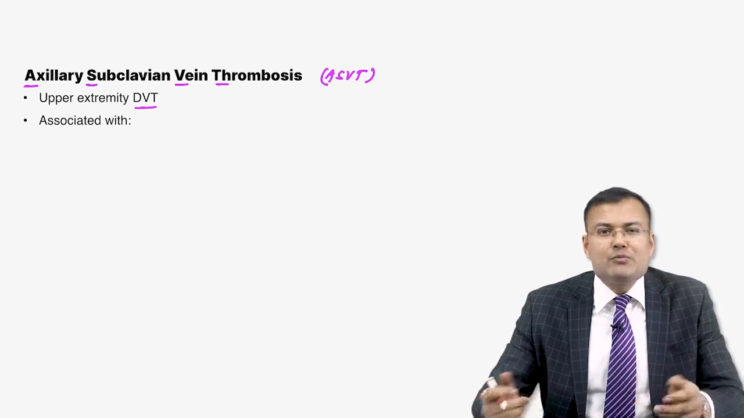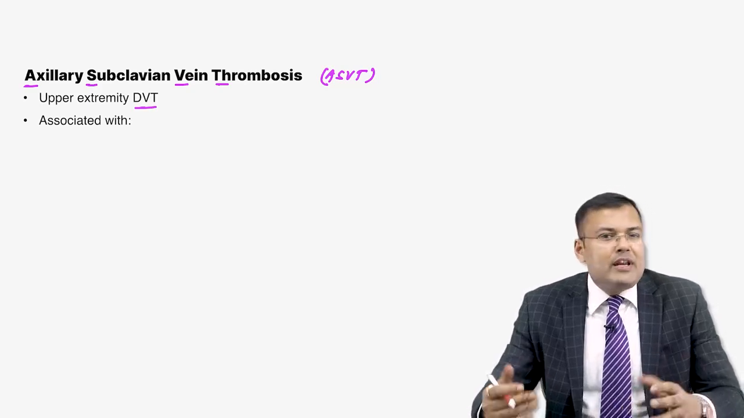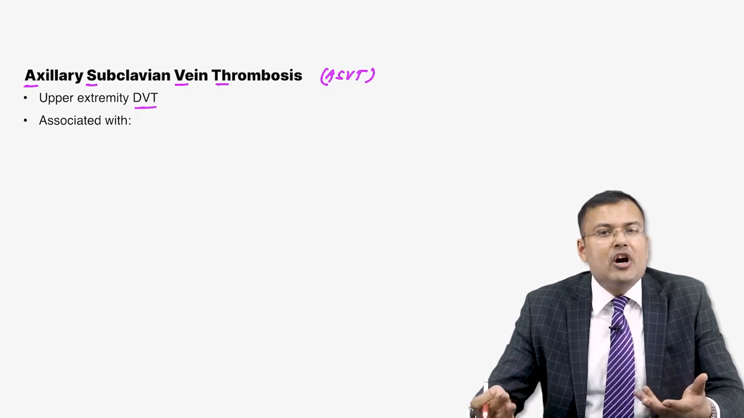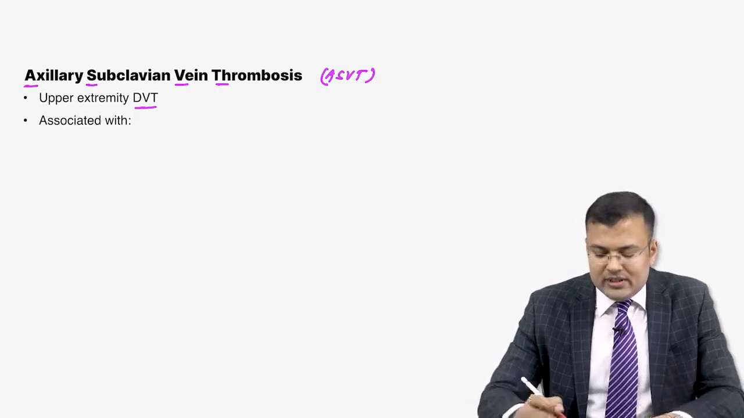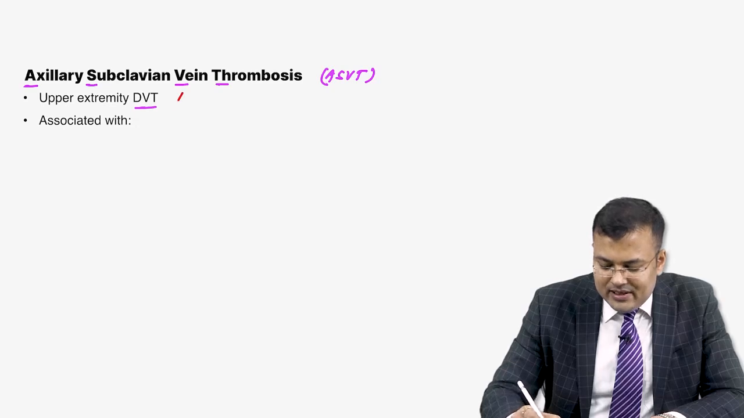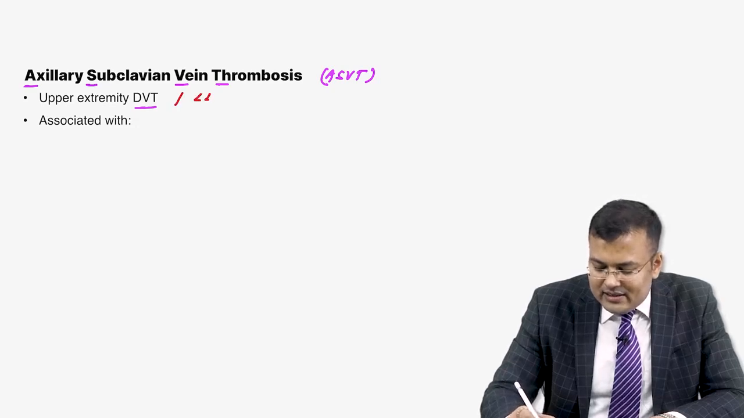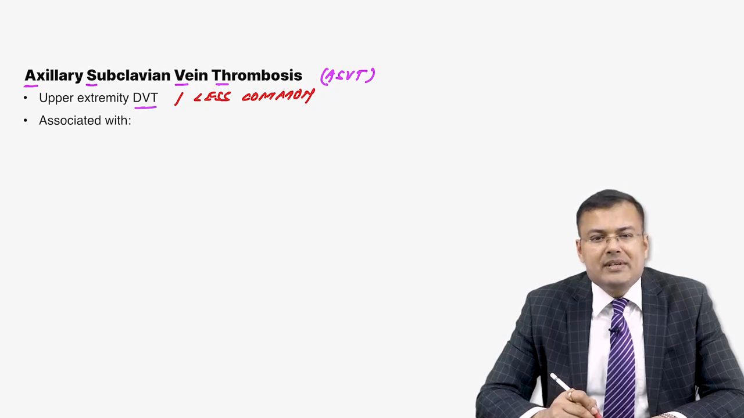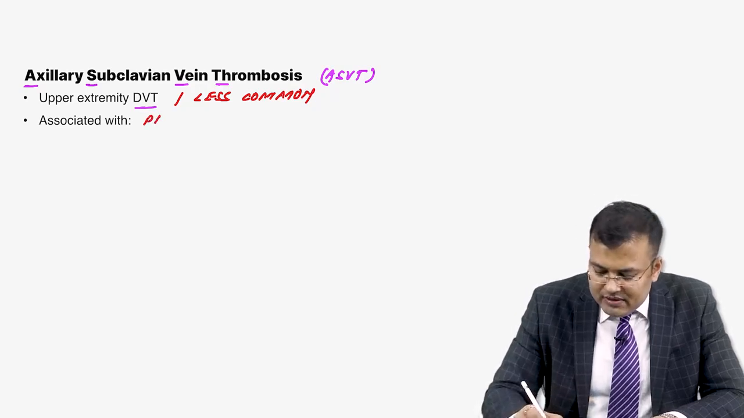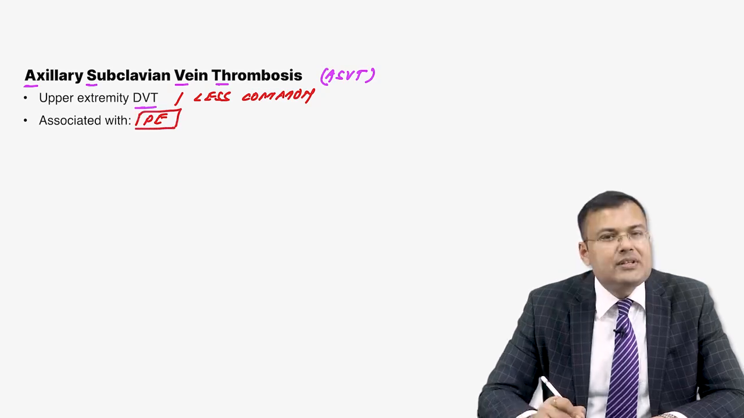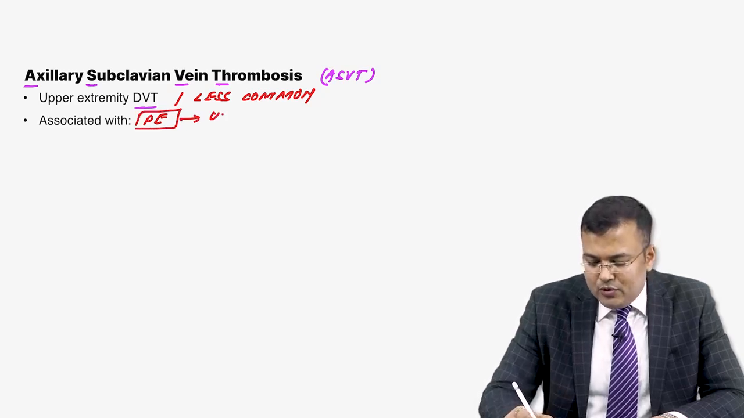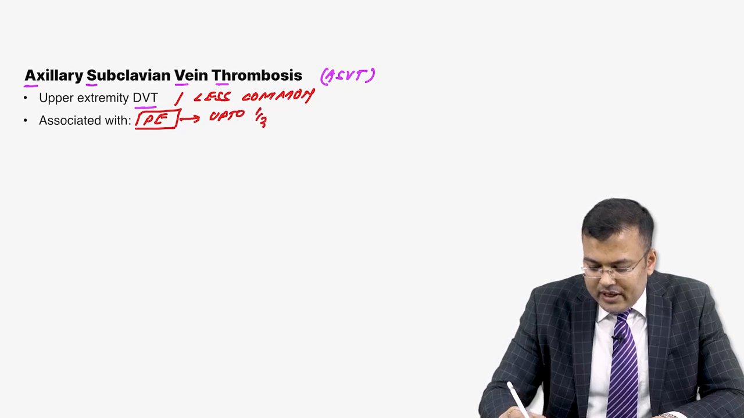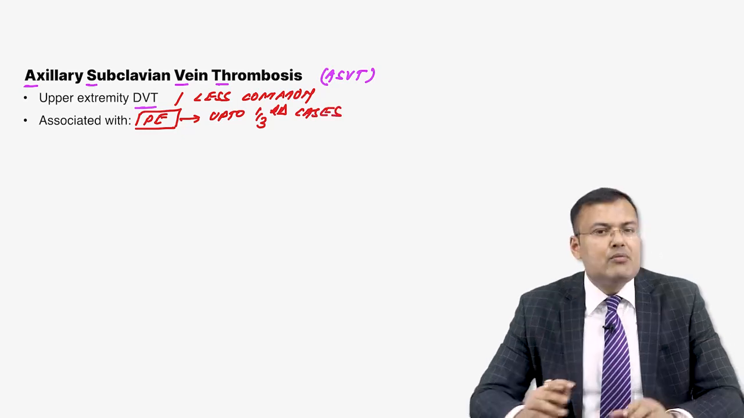Next, tell me which one is more common. Is DVT more common in the lower extremity or upper extremity? Obviously lower extremity. So upper extremity DVT is less common in comparison to lower extremity DVT, but it is associated with pulmonary embolism. In what percentage of cases? In up to one third of cases, it is associated with pulmonary embolism.